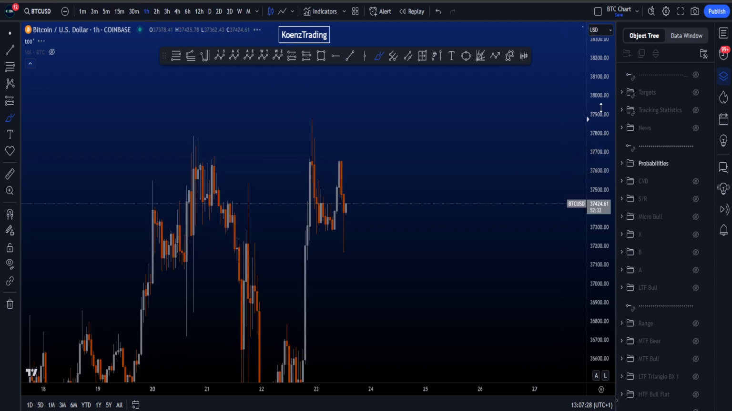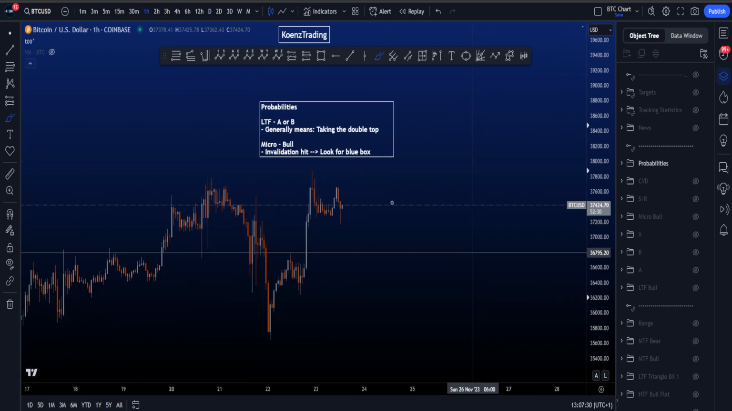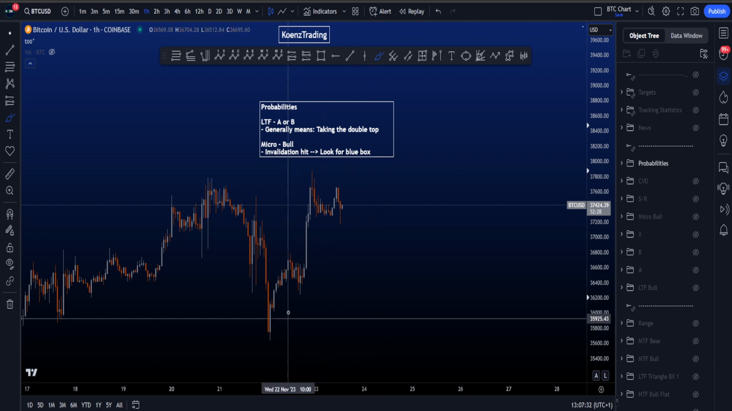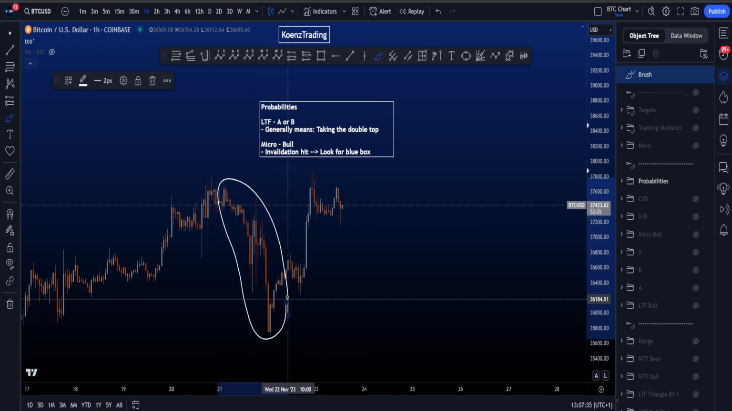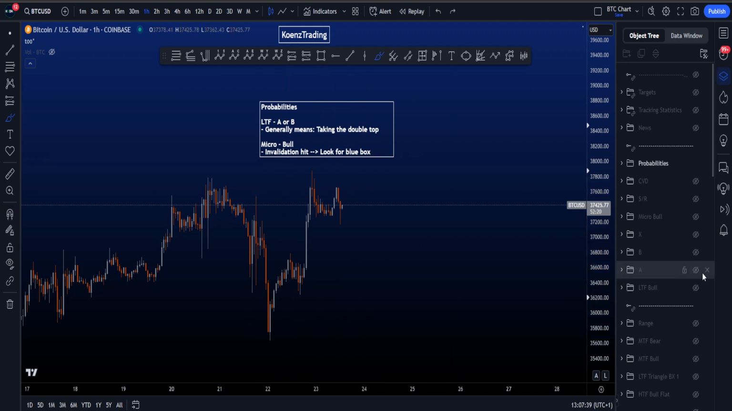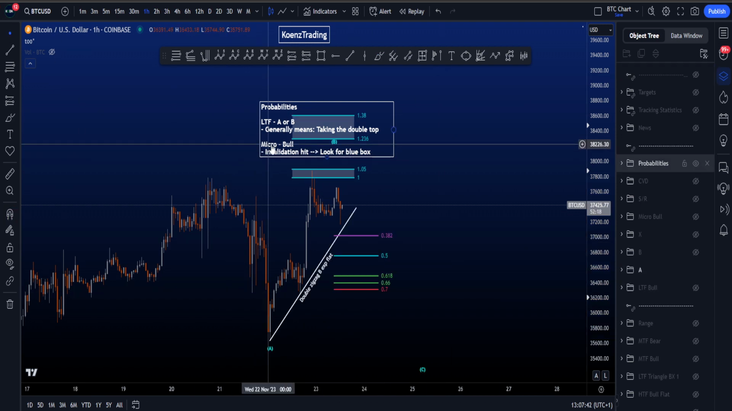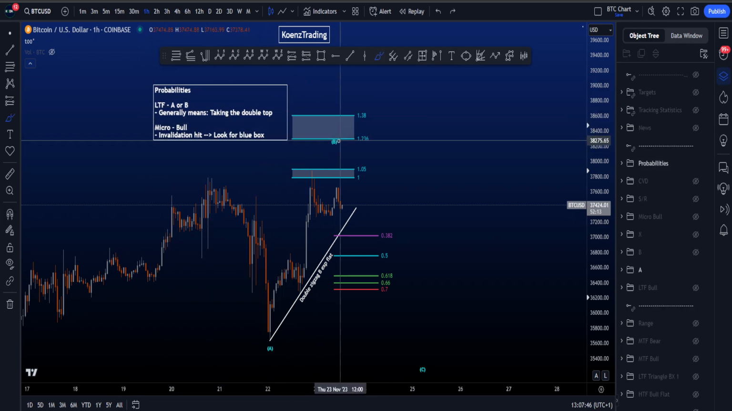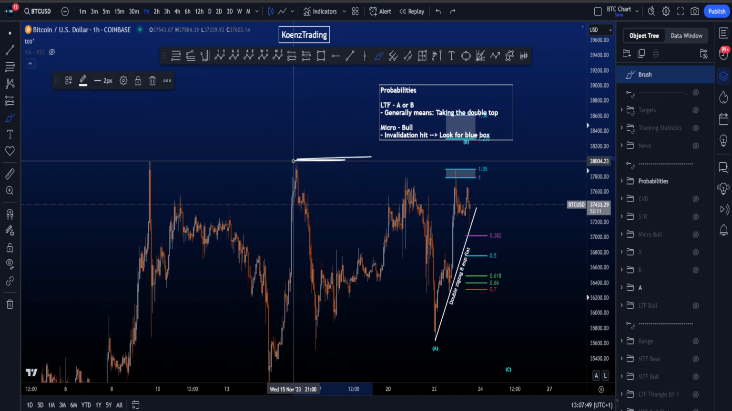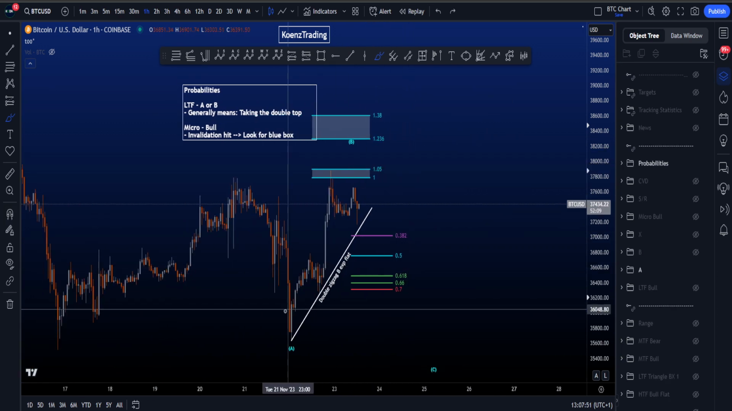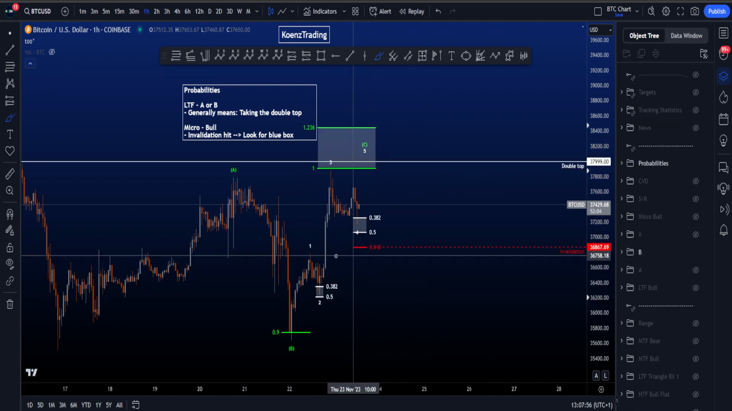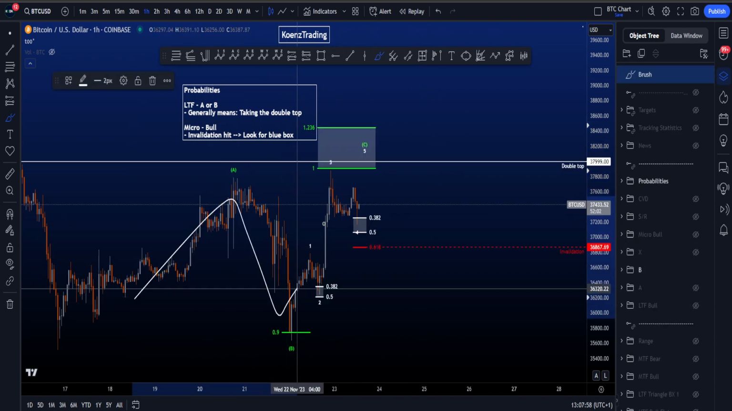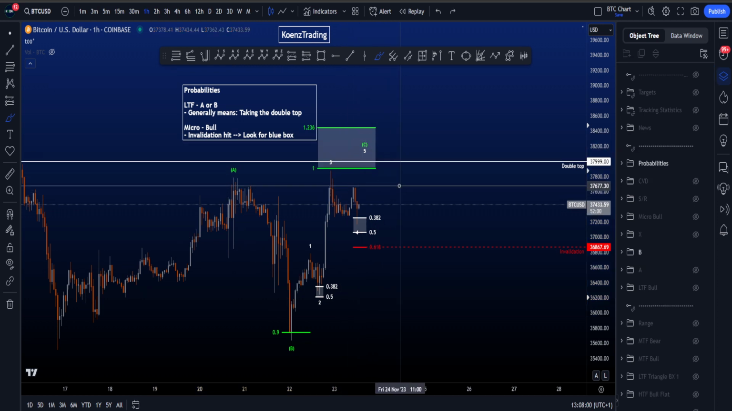So if we then look at the probabilities of the different scenarios, then currently based on this structure, right, a triangle that is finished has a lower probability at the moment compared to A or B. So for A or B, I am generally looking for the double top to be taken, because in both scenarios, you're going to take the double top at 38k. So in this scenario, you're either doing that in a WXY, or in this scenario, you're doing this as an ABC, and then you get a retracement.